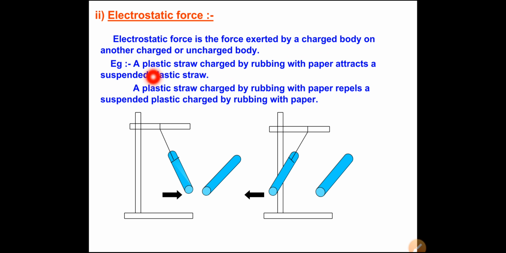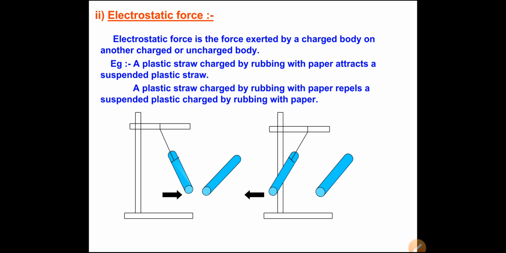Here an example is given: a plastic straw charged by rubbing with paper attracts a suspended plastic straw, and a plastic straw charged by rubbing with paper repels a suspended plastic straw charged by rubbing with paper.